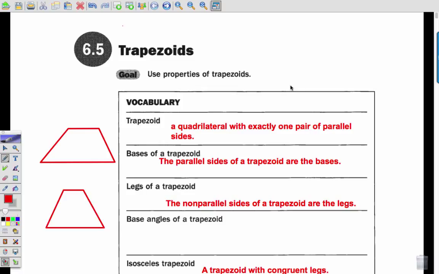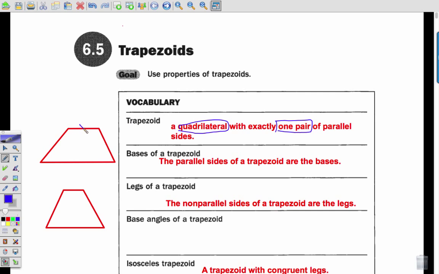In this unit, we're going to talk about the properties of trapezoids. First of all, we need to understand what a trapezoid is. A trapezoid is a quadrilateral, so it has four sides. It's a quadrilateral with exactly one pair of parallel sides.